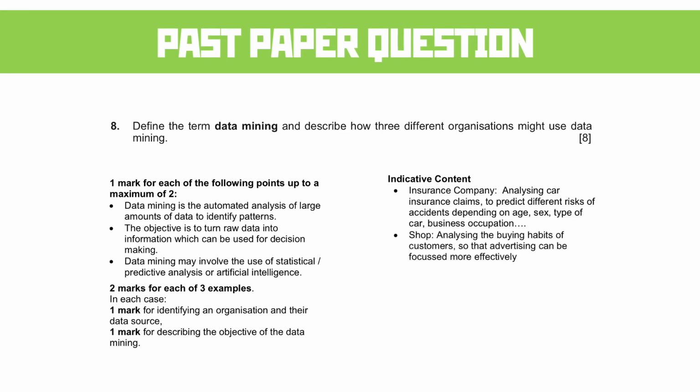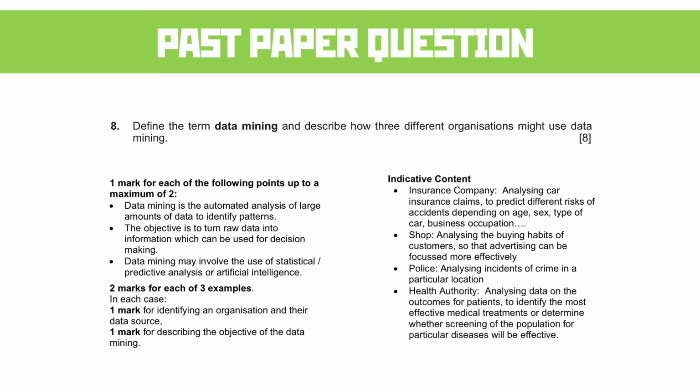A shop might look at the buying habits of the customers so we can advertise more effectively. The police might analyse incidents of crime in a particular location and get an idea of when the pinch points are, when they can put more people on the ground to help out with that. A health authority might analyse data on the outcomes for patients to identify the most effective medical treatments or whether screening is particularly useful. All of these things are just indicative content. If you've got a good reason that you could be data mining, you're going to get the marks here. But you do need to break that down into organisation and then talking about the objective. What are we looking for there?